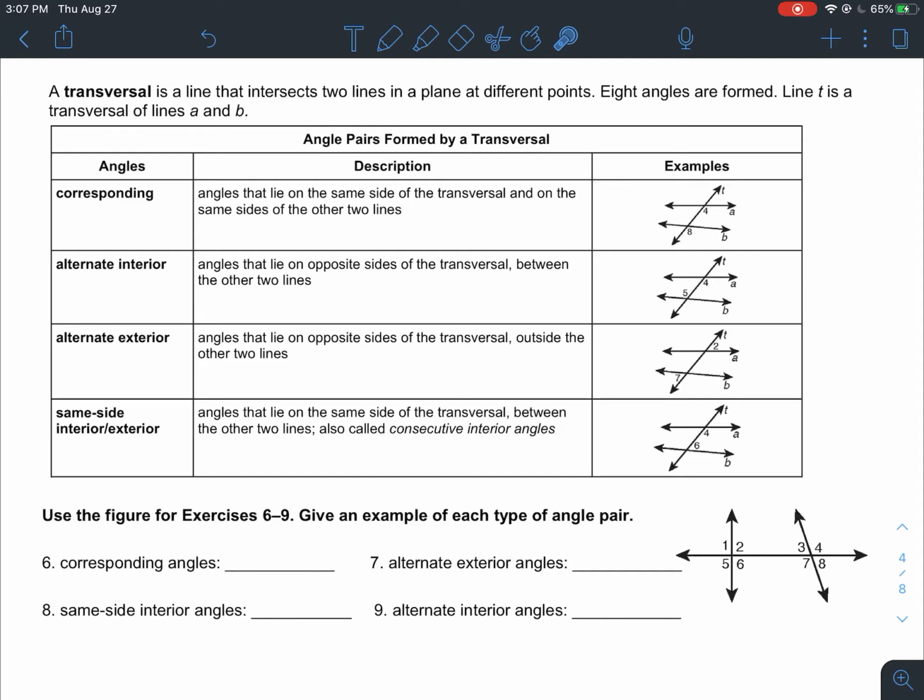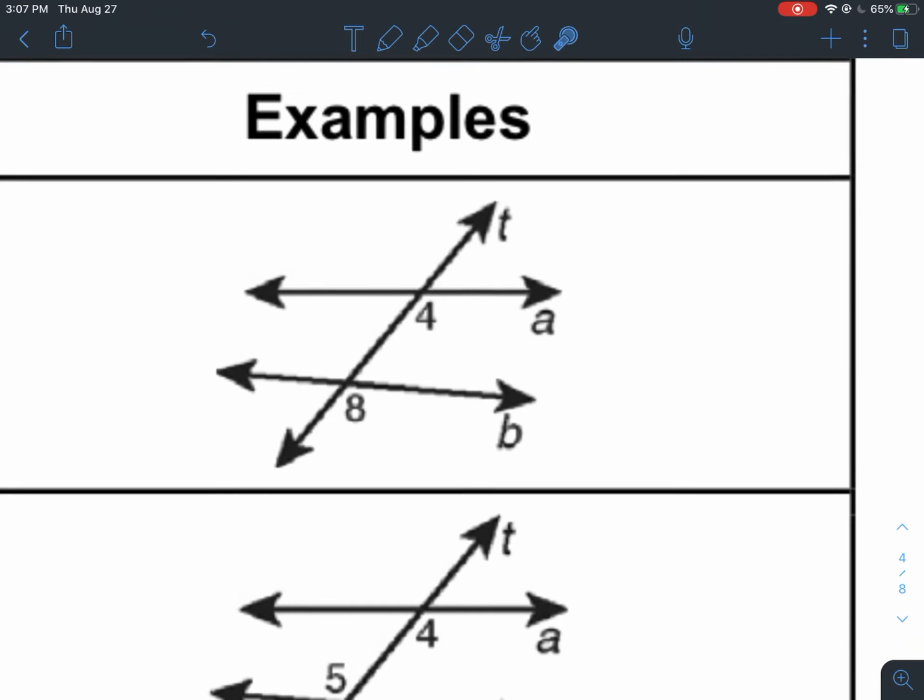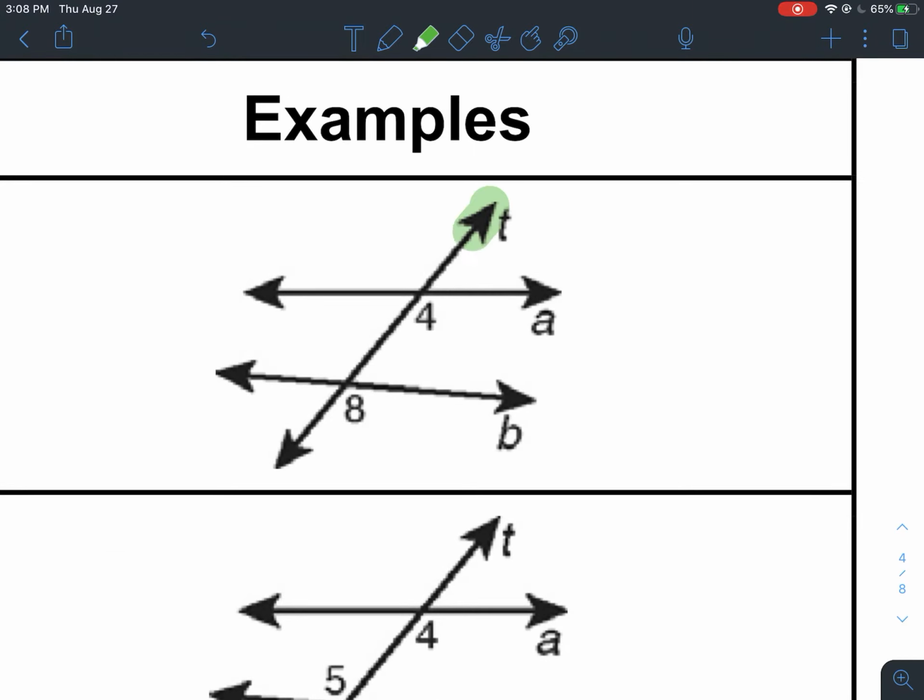First one, corresponding. Corresponding are two angles that lie on the same side of the transversal and also the same side of the parallel lines. They're basically angles that lie in the same spot. So this one, bottom right and bottom right.